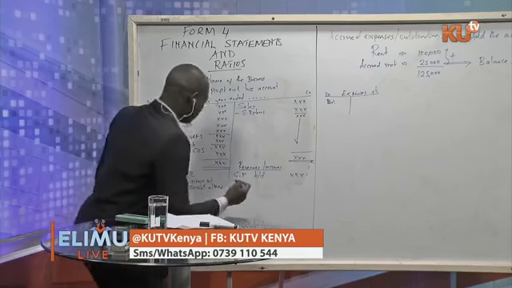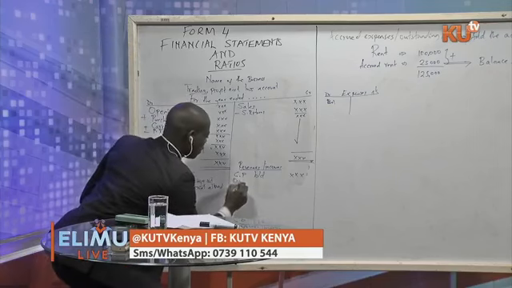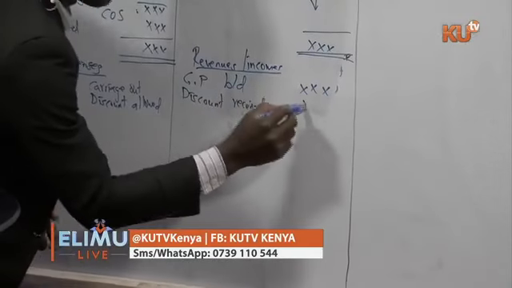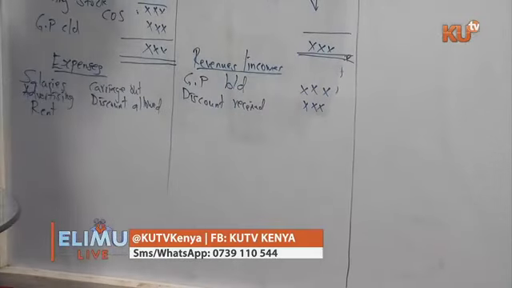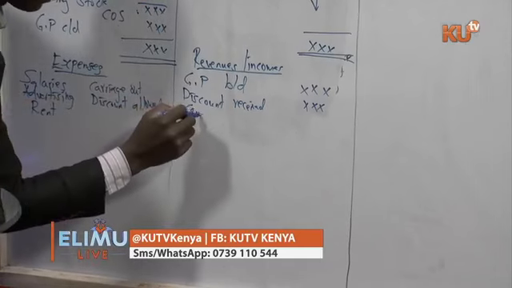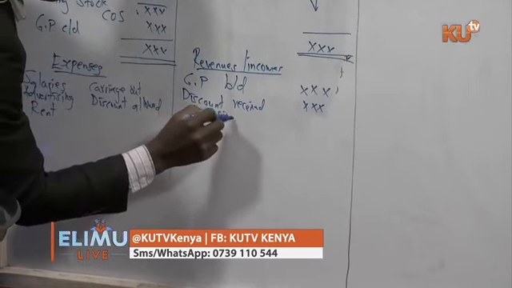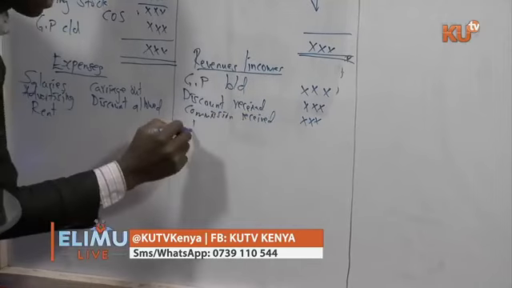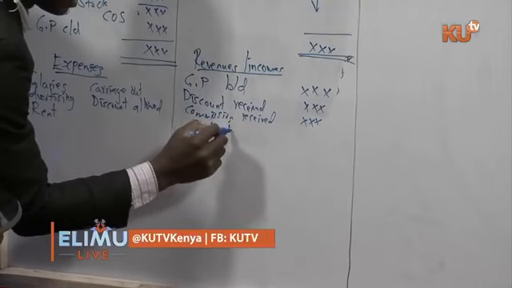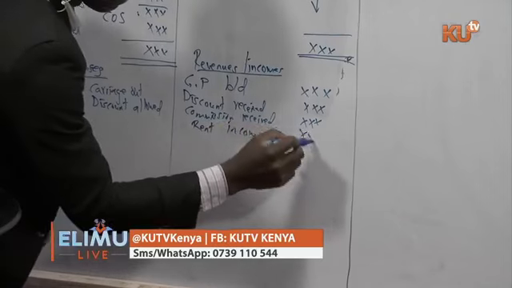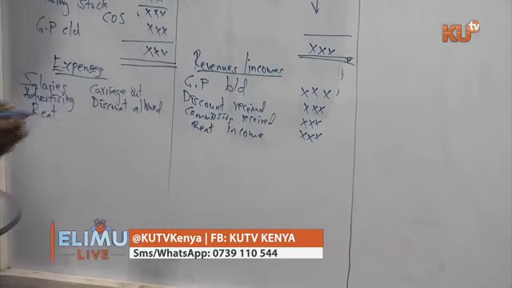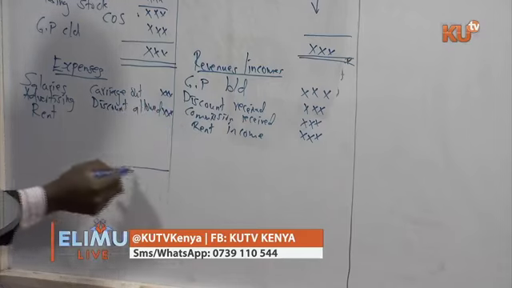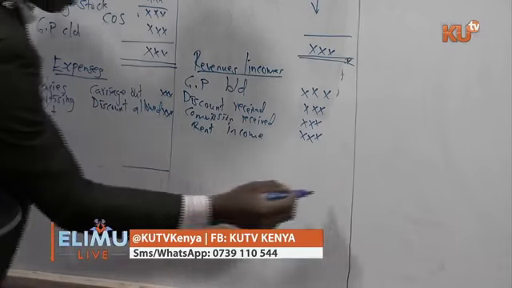So let's see, what are examples of the incomes here? We have discount received. Once we have discount received, we can talk of commission received. We can have what we call rent income, because rent could be in either case an expense or an income. Then once we have captured all these records here, we obtain the total for each side.